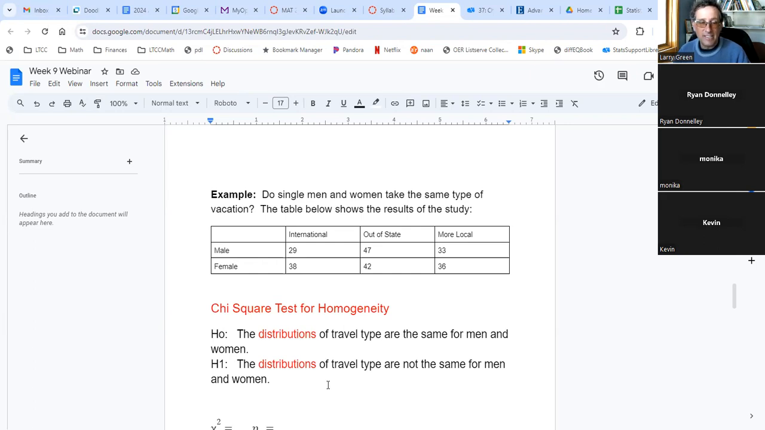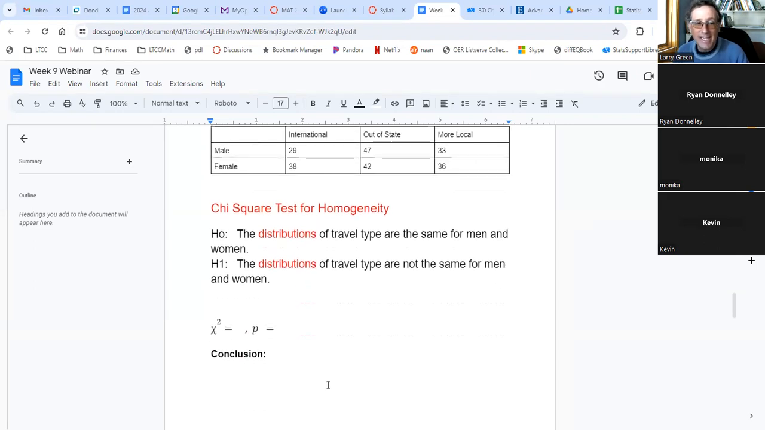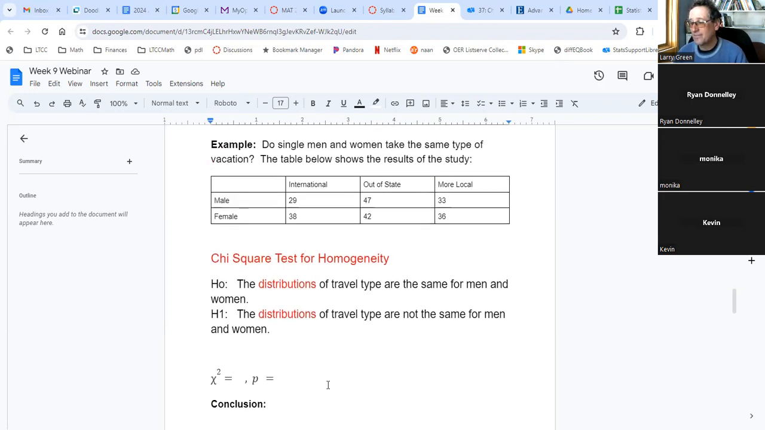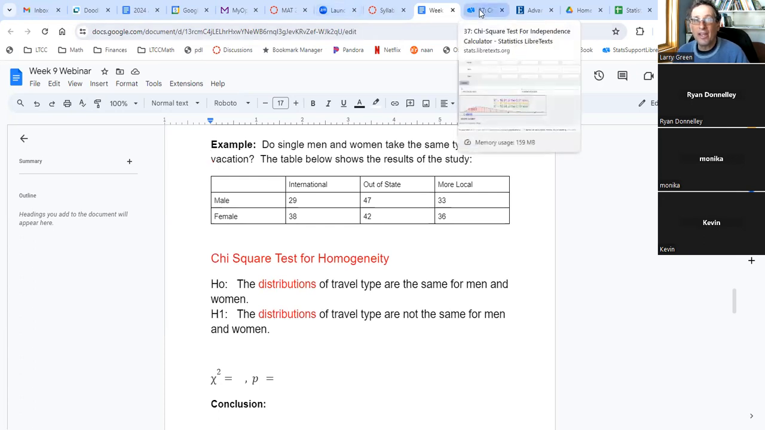Okay, so we need a chi-squared and a p-value. What do you think we're going to do next? You all better tell me. Y'all should know. Yeah, go to the calculator. So let's go to the calculator.